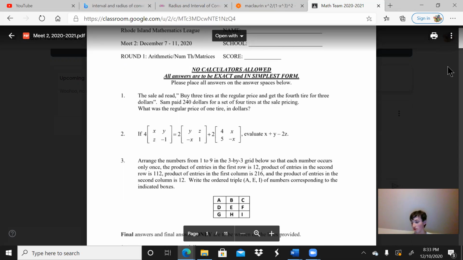Matrices. Interesting. Okay, so you can just distribute out: 4x, 4y, 4z, -4 equals 2y plus 8, 2z plus 2x, -2x plus 10, and 2 minus 2x. Oh, by the way, I'm counting Algebra II miscellaneous as my actual score. Actually, I don't know yet; I'll just do that at the end. Hold on. Okay, so 2 minus 2x is -4, so 2x equals 6, x is 3.